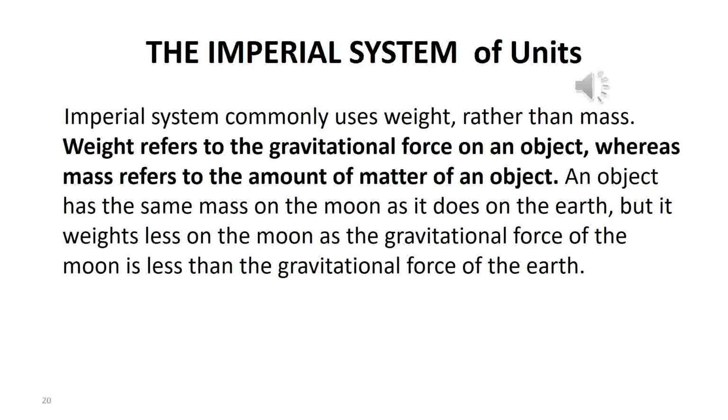Imperial system commonly uses weight rather than mass. Weight refers to the gravitational force on an object, whereas mass refers to the amount of matter of an object. An object has the same mass on the moon as it does on the Earth, but it weighs less on the moon as the gravitational force of the moon is less than the gravitational force of the Earth.